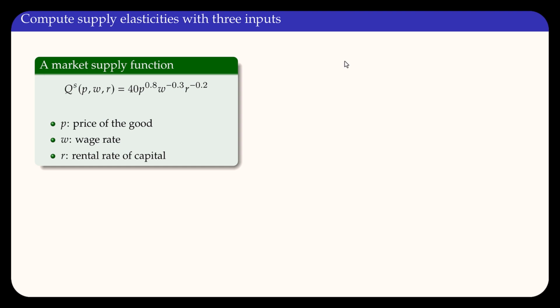The quantity supplied is a function of the price of the good or service that's being sold, and the wages paid and the rental rate of capital. Let's compute the price elasticity of supply. So our elasticity of supply, we're going to use the same formula as before. We're going to have P over the function itself, 40 P^0.8 W^-0.3 R^-0.2.